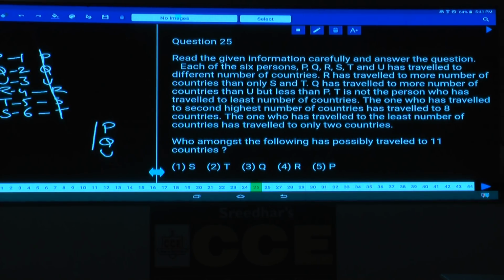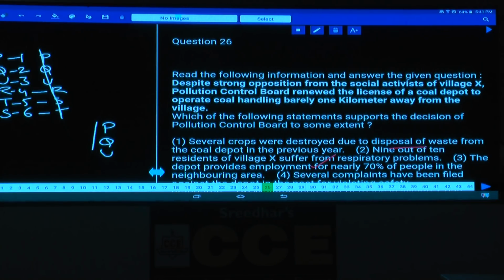Then question number 25, who among the following has possibly traveled to 11 countries? 11 countries only, that is the topmost person, that is P. P, that is choice 5. And this is about 24 and 25.